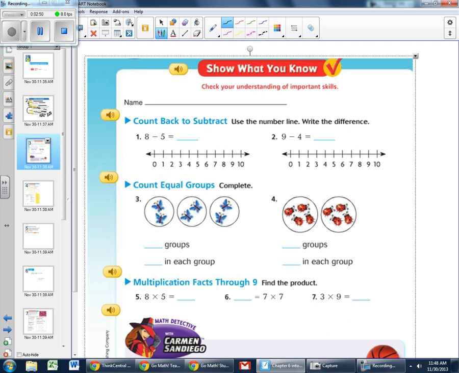So it wants us to count back to subtract, even though we probably already know 8 minus 5. We're going to go ahead and use their number line, and we are going to count back 8 minus 5. 1, 2, 3, 4, 5, and that gives us 3. Go ahead and do number 2, please.